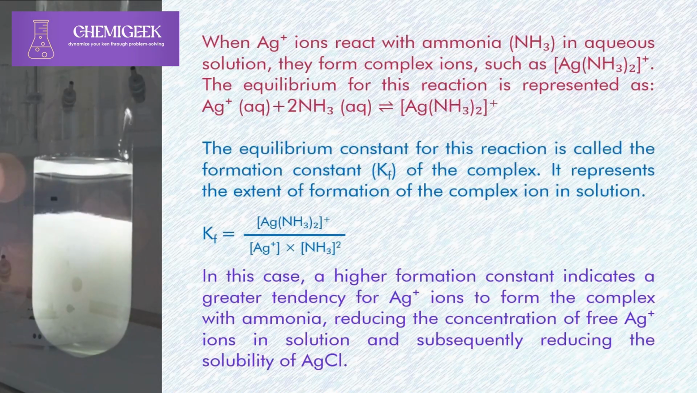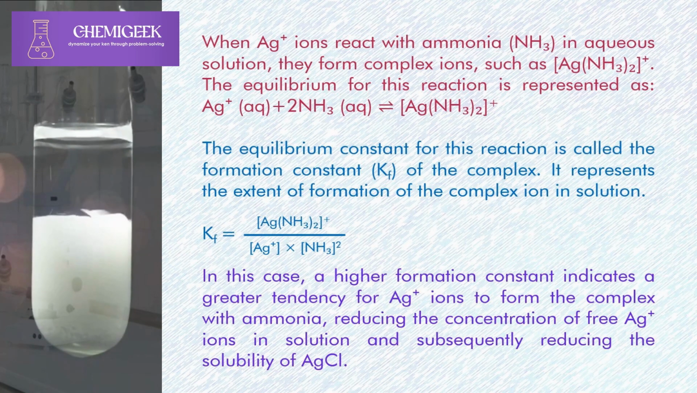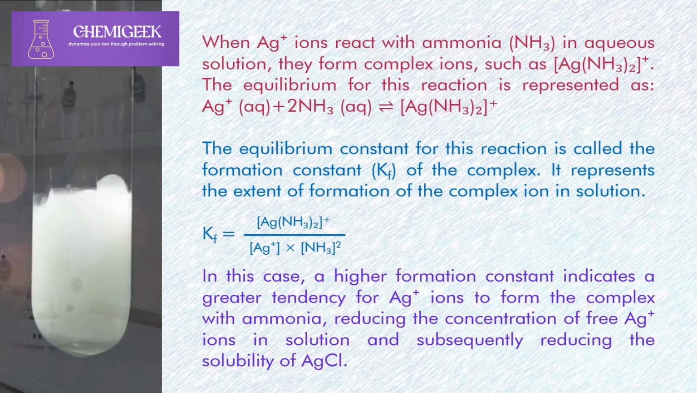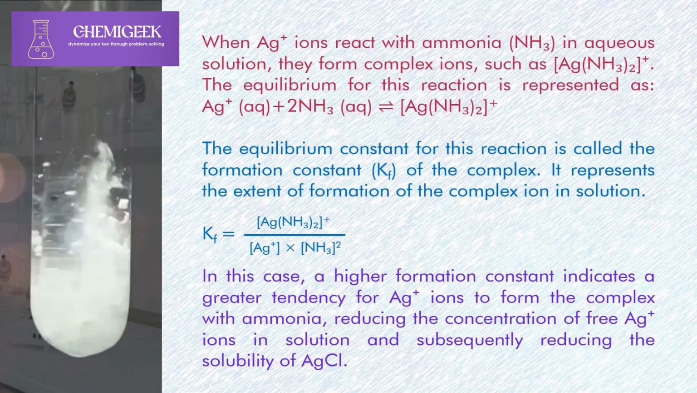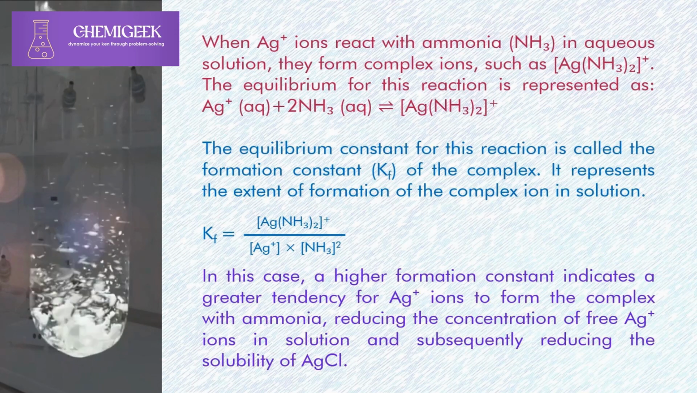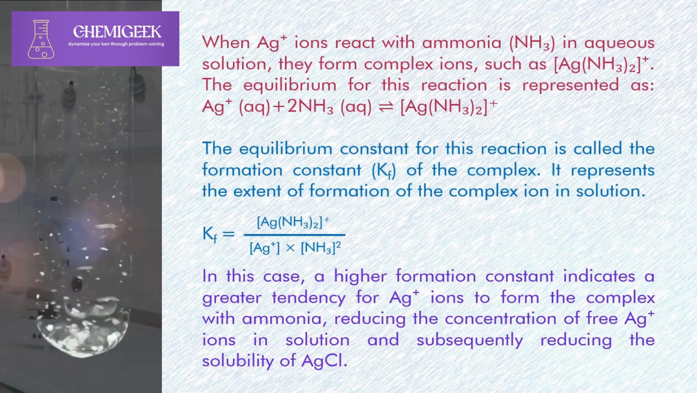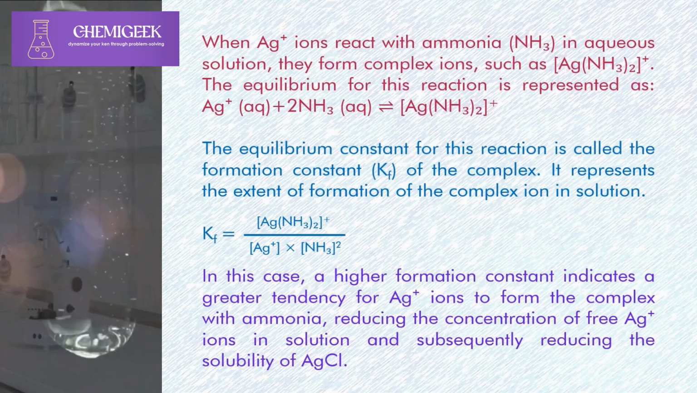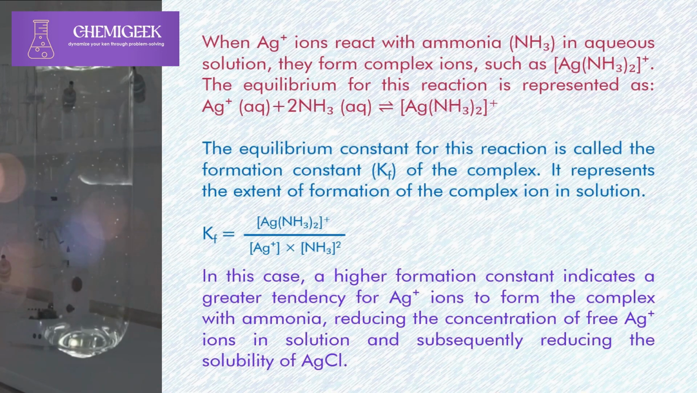Now add a dash of aqueous ammonia. This reacts with the silver ions to form a complex, reducing the concentration of Ag+ and in turn decreasing the solubility of AgCl. This complex has its own equilibrium, and its formation constant, or Kf, tells us how much of it forms in the solution. The higher the Kf, the more stable the complex, indicating a greater tendency for Ag+ to form this complex, further reducing the solubility of AgCl. So by adding ammonia, we've not only created a complex but also manipulated the solubility of an insoluble substance. Fascinating, isn't it? This is the magic of chemistry at work.